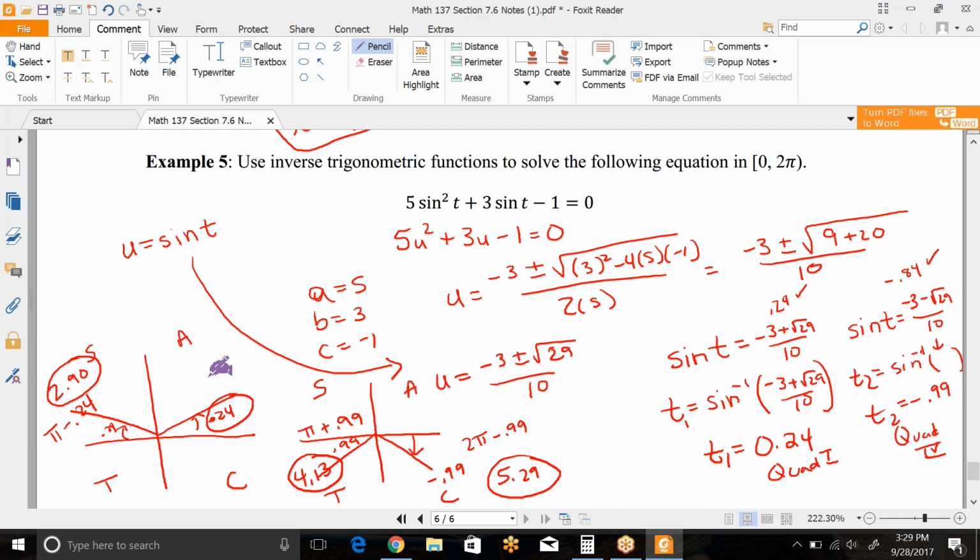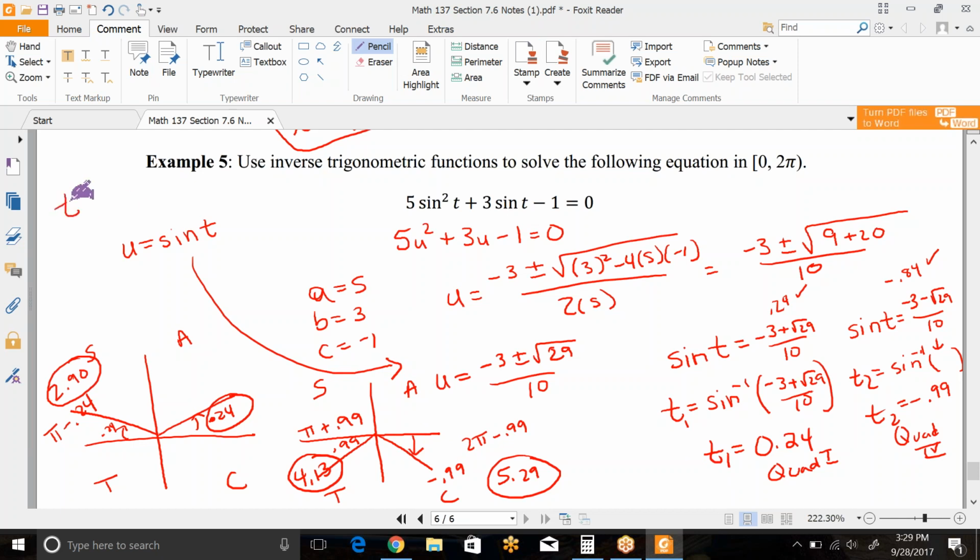So in sine, your first quadrant always matches with your second quadrant, and your fourth quadrant always matches with your third quadrant. That's different if you're doing cosine, because remember, cosine has different signs, and plus its inverse goes from 0 to pi. So this is how you find all four answers. Let me write those down.